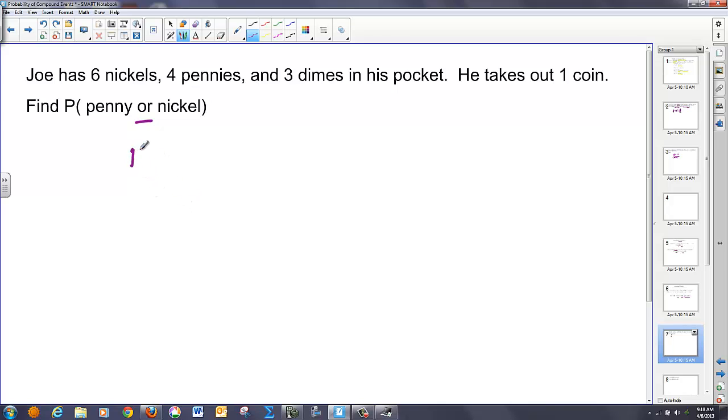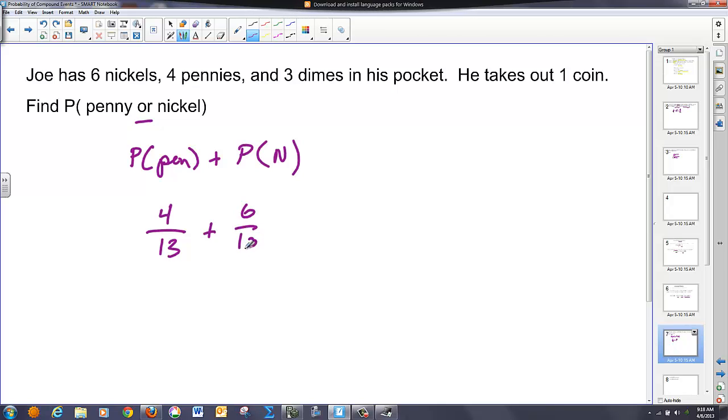So we want the probability of the penny, and we're going to add that to the probability of the nickel. Okay, the probability of the penny happening in this case is 4 out of a total of 13, and the probability of the nickel happening is 6 out of 13. Just add those up and we get 10 out of 13. And again, that develops because of the OR situation.